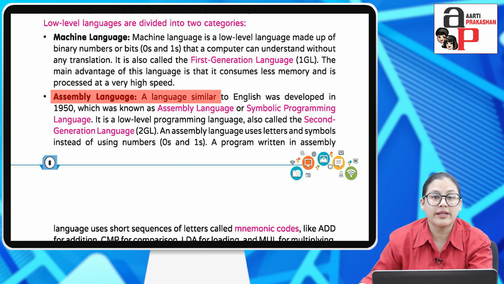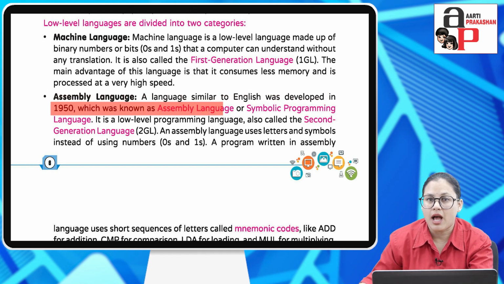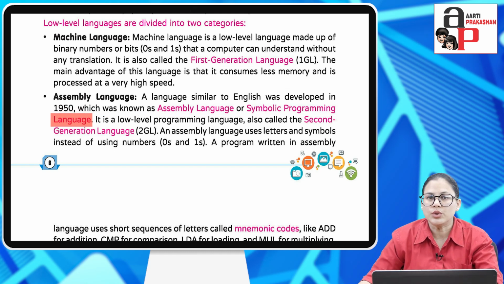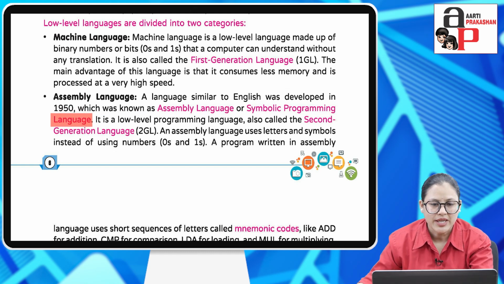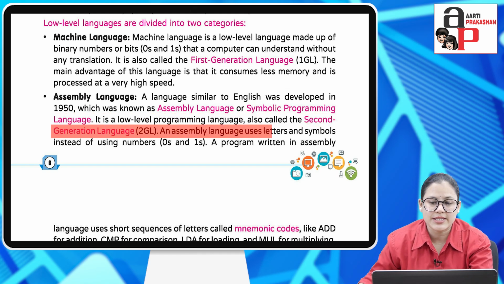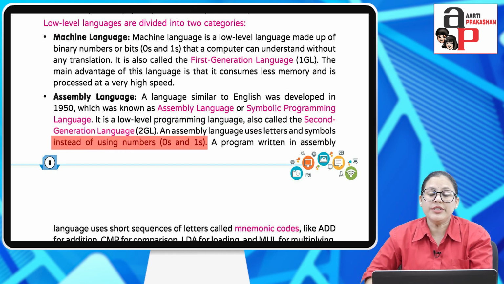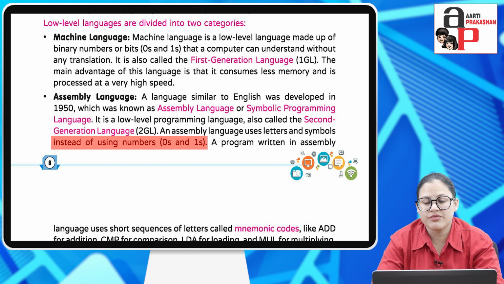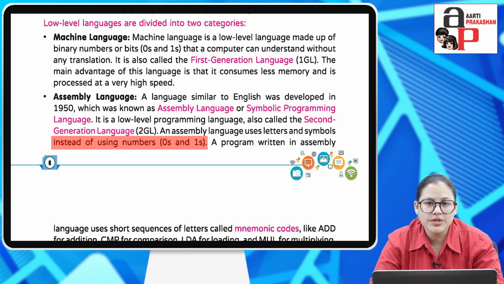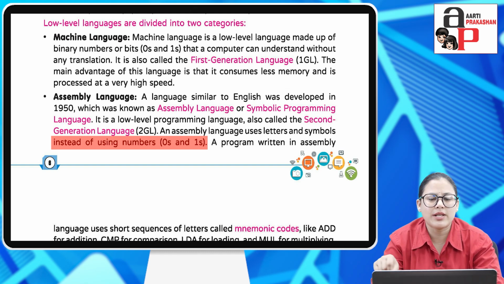A language similar to English was developed in 1950, which was known as assembly language or symbolic programming language. Assembly language is similar to English language. It is a low-level programming language, also called the second-generation language, that is 2GL. An assembly language uses letters and symbols instead of using numbers, zeros and ones. So here, the main difference is that in assembly language, zeros and ones are not used. Instead, letters and symbols are used.